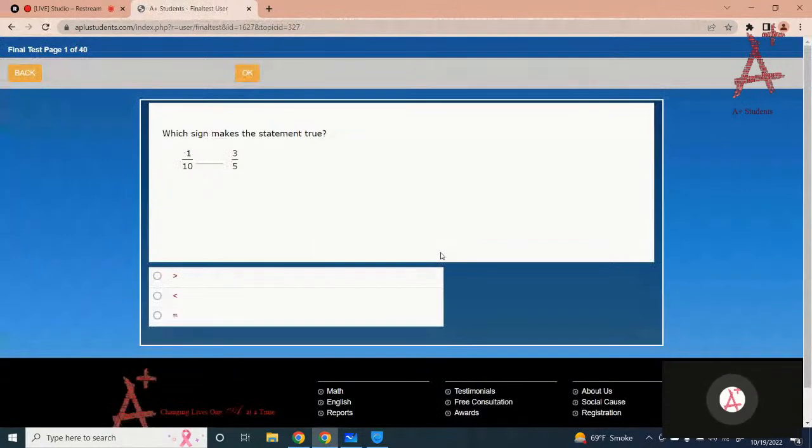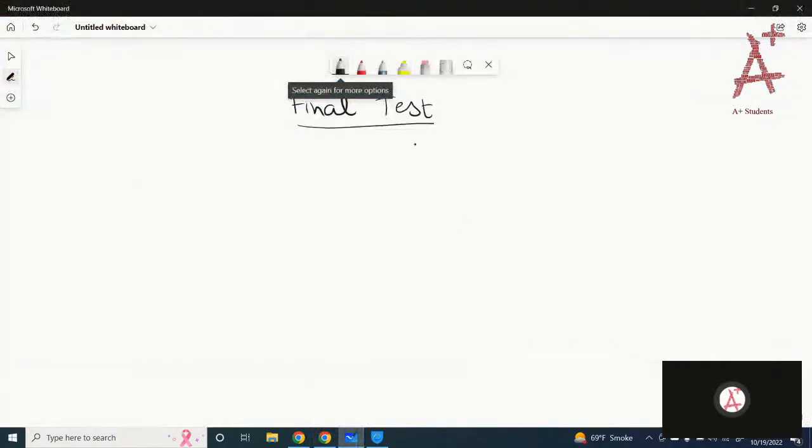Okay, which sign makes the statement true? You have to compare both the rational numbers. One of them is 1 by 10 and the other one is 3 by 5. So which sign makes the statement true? So you have to compare 1 by 10 and 3 by 5.